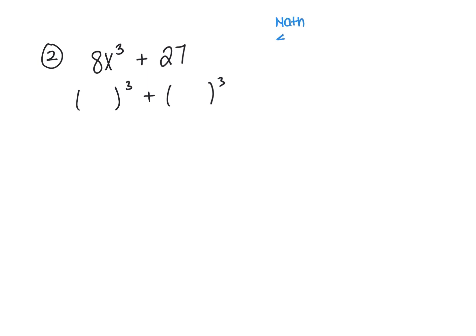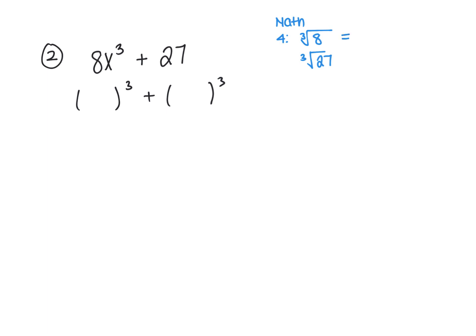Okay, example number 2: 8x to the third plus 27 this time. So we have to do 3 steps. Step 1, rewrite it as something cubed plus something cubed. So let's go to the calculator, hit math, option 4, and type in the cube root of 8 and then the cube root of 27. Pause the video until you've done so and then hit resume when you're ready.